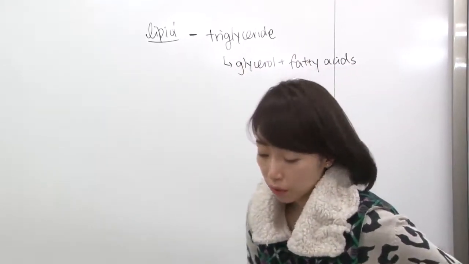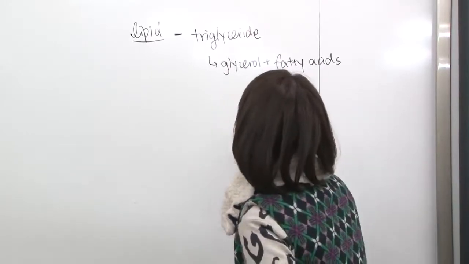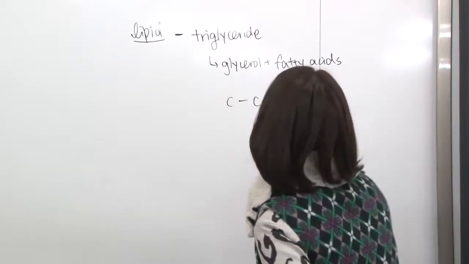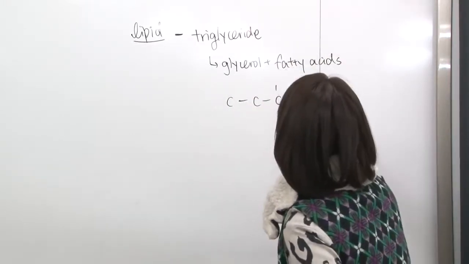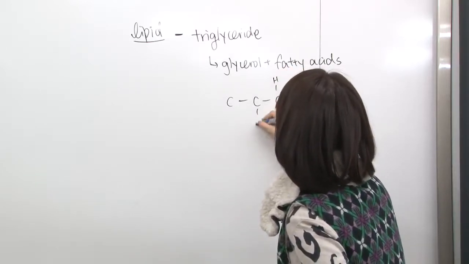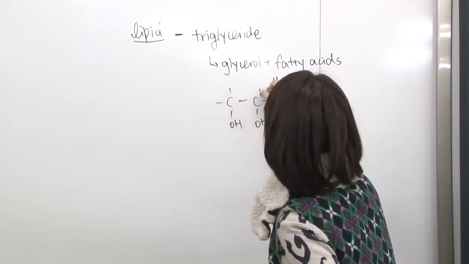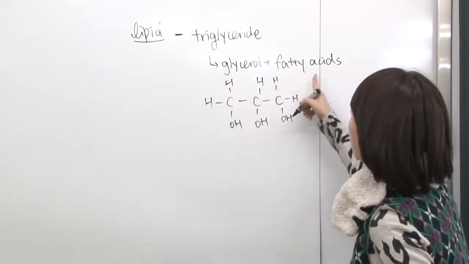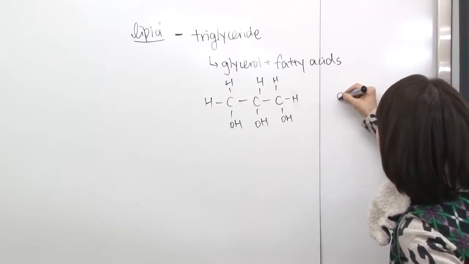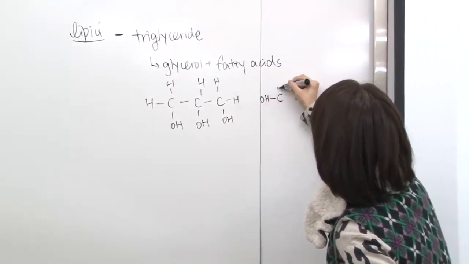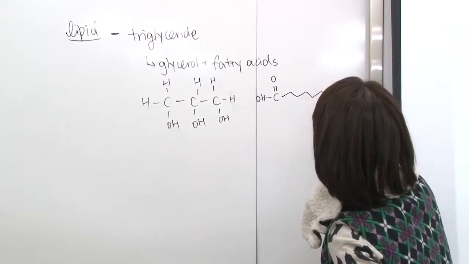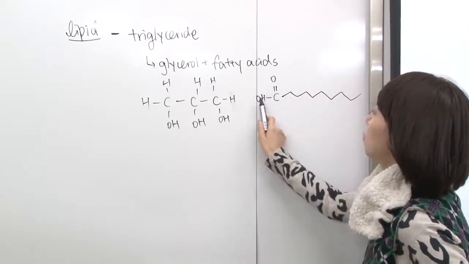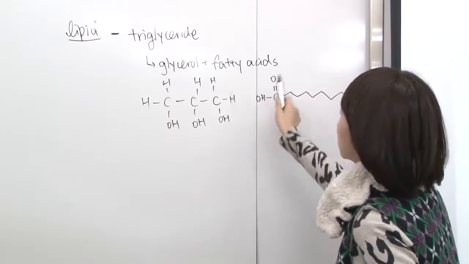If you look at the structure, glycerol looks like C, H, OH, like this. Okay, so this is the structure of glycerol. And a fatty acid looks like C, OH, and then there's a long carbon chain, and at the end it has a carboxyl group and the OH. This kind of structure is called a fatty acid.